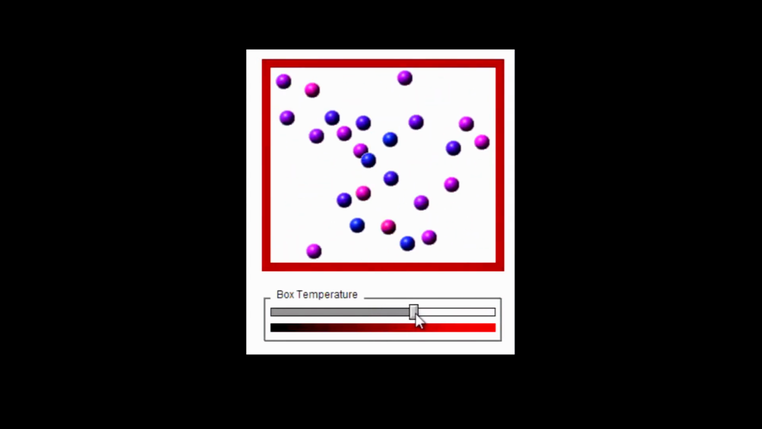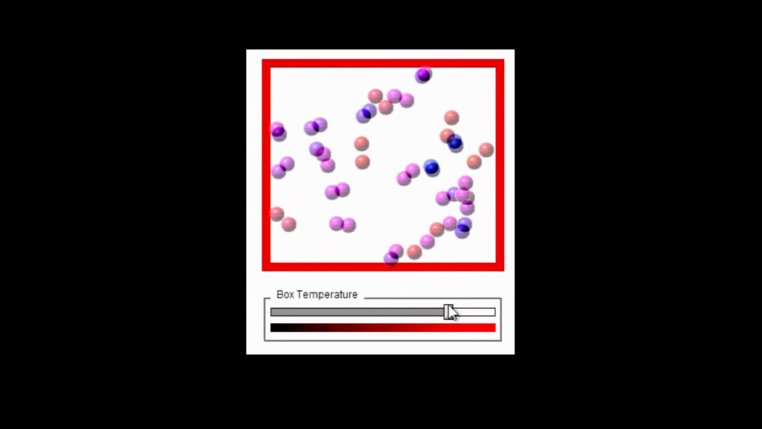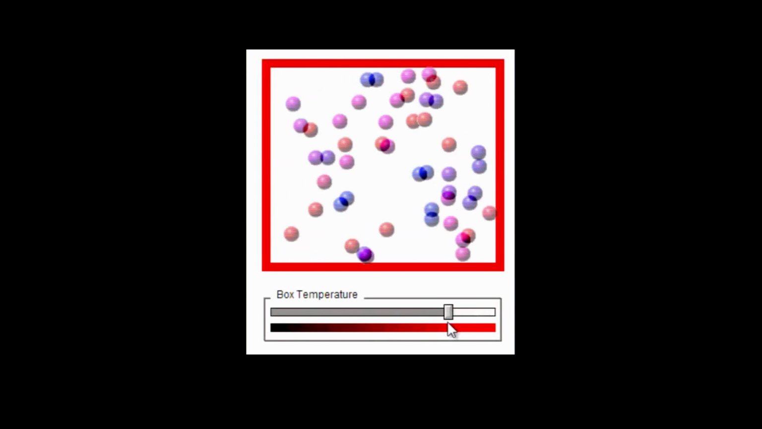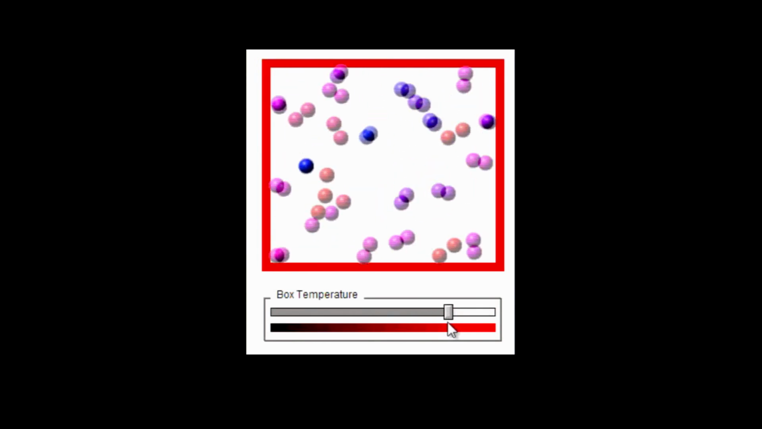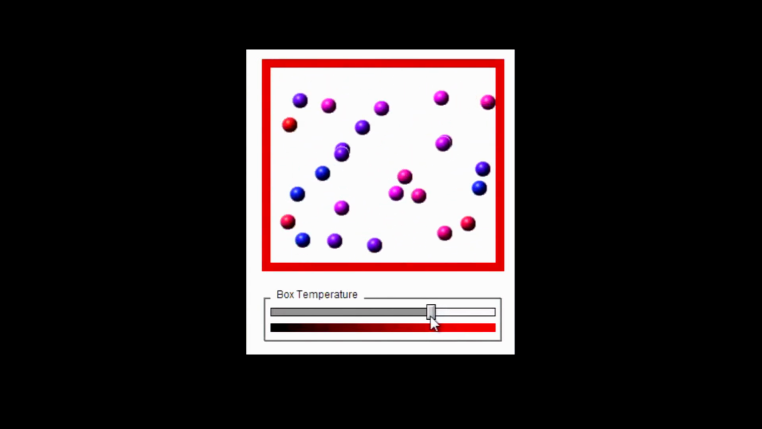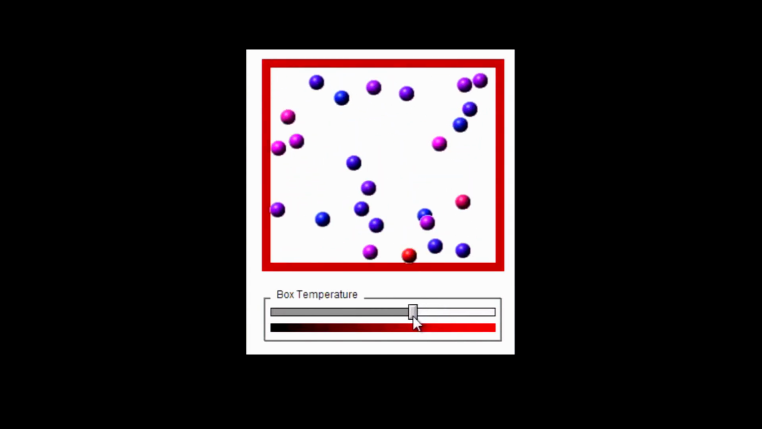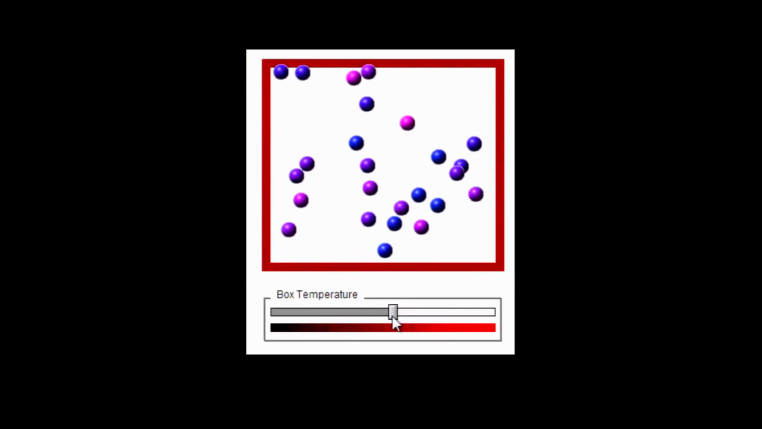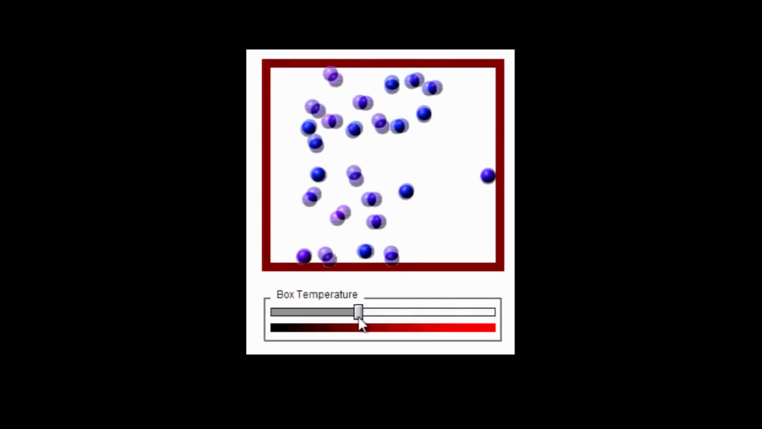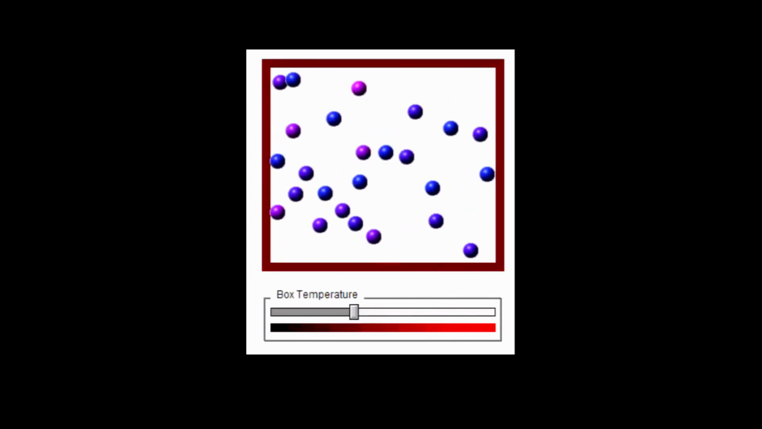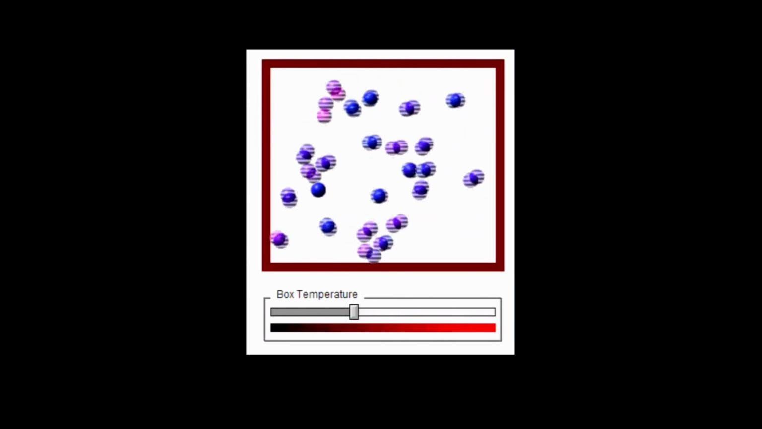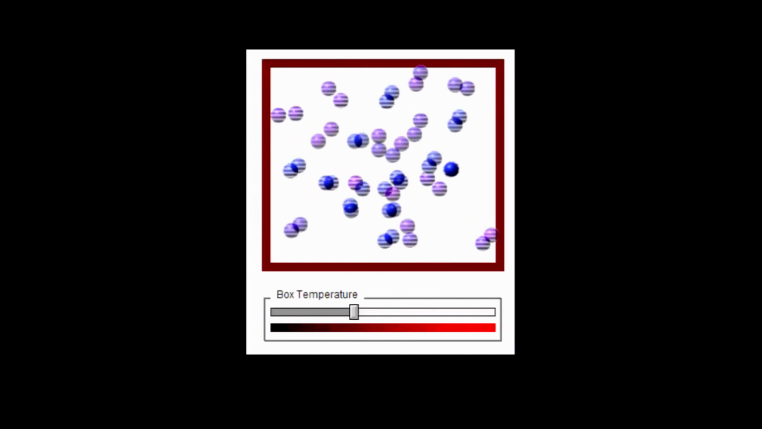But when I change the temperature of the box by sliding the bar on the bottom, you'll notice that on average they're moving faster. Some of them are still slow, some of them are faster than they were before, but on average the collection of atoms is moving faster, or at a higher temperature. When I reduce the temperature of the box by sliding the bar to the left, I'm actually slowing down the atoms or molecules, and that's of course making them appear collectively slower. So on average, they're moving slower, even though some are still slightly faster and some are still slightly slower than the collection.